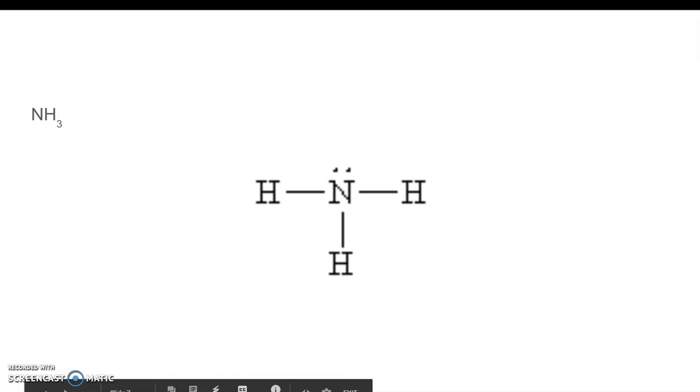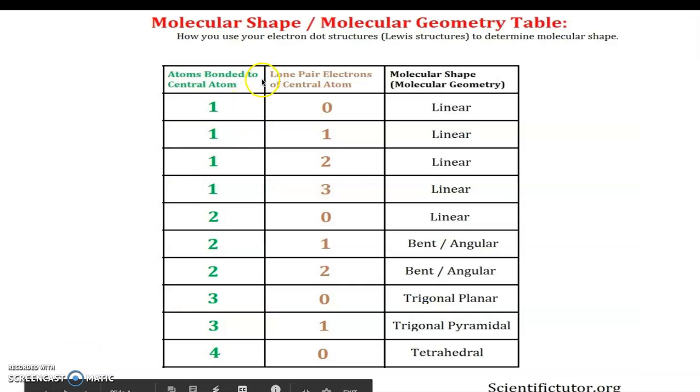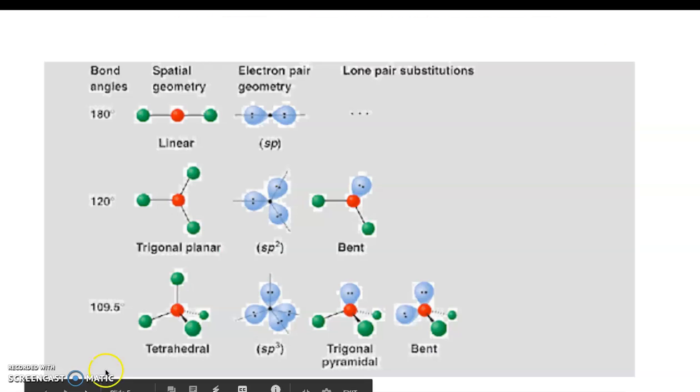So step 1, draw the Lewis structure. Step 2, look at the central atom and see how many atoms are bonded to it, how many unshared pairs of electrons, and then use that to find the shape. And then you go to the next diagram to see what the shape tells us, what it looks like, and of course the angles that it takes. On the practice, that's all I'm going to ask you to do.